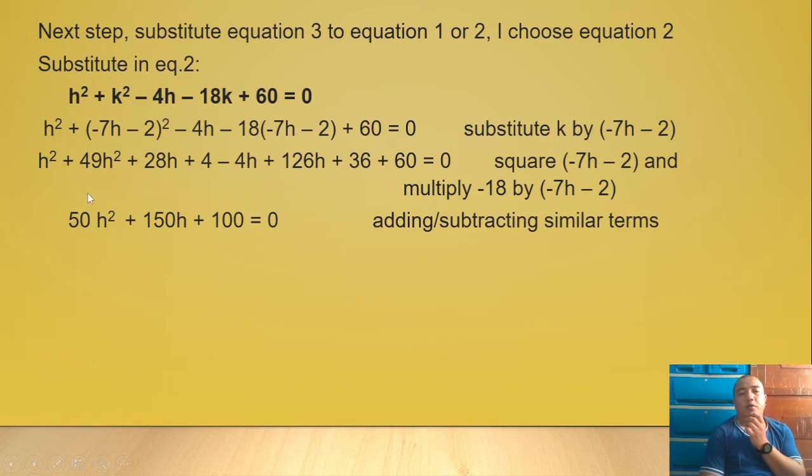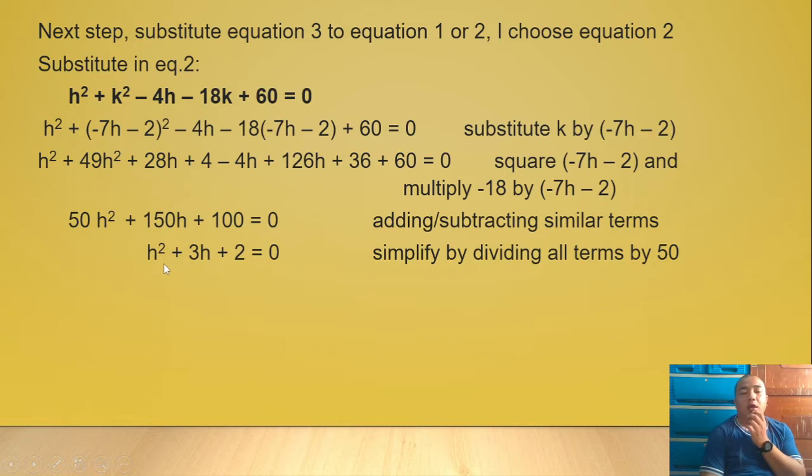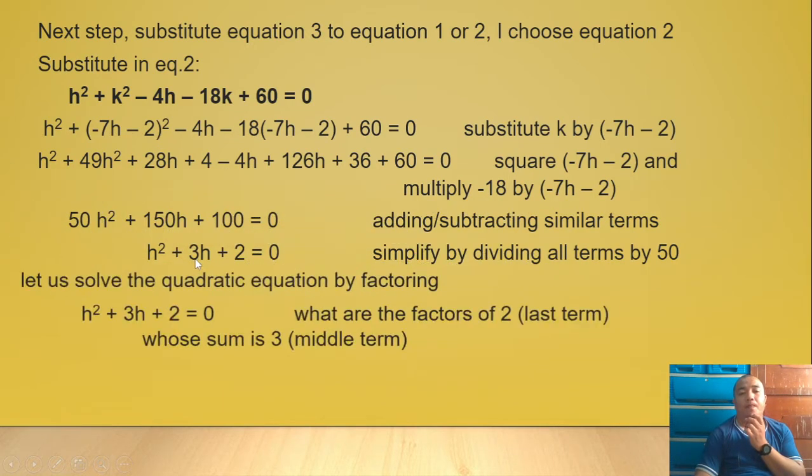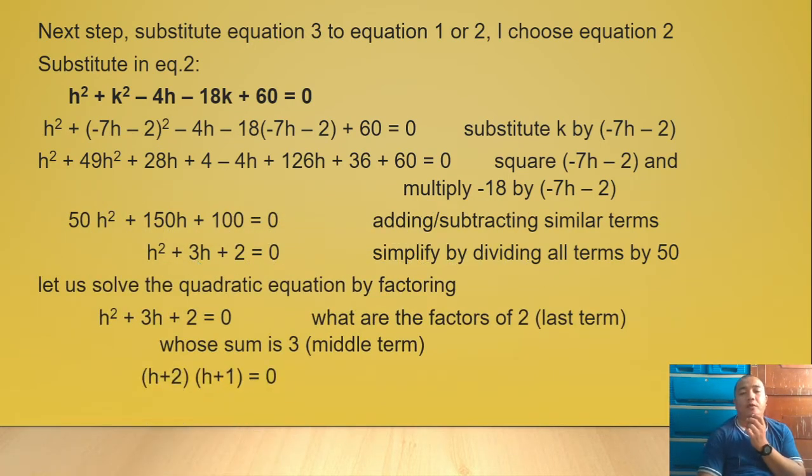So this is our new equation now, which is actually a quadratic equation. We can still simplify this by dividing all terms by 50. Becomes h squared plus 3h plus 2 equals 0. Now we can solve this quadratic equation by factoring. What are the factors of 2 whose sum is 3? Yun, h plus 2 times h plus 1 equals 0. Then by zero product property, h plus 2 equals 0, h plus 1 equals 0. Solving for h, it is either negative 2 or negative 1.